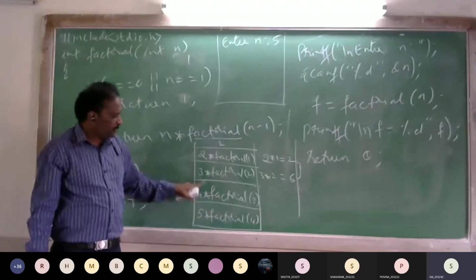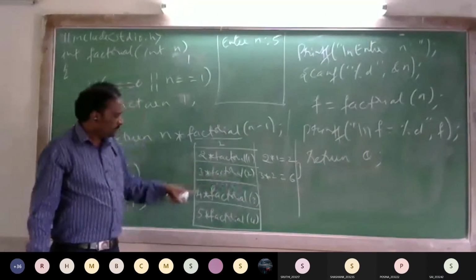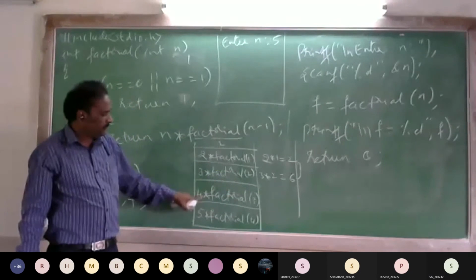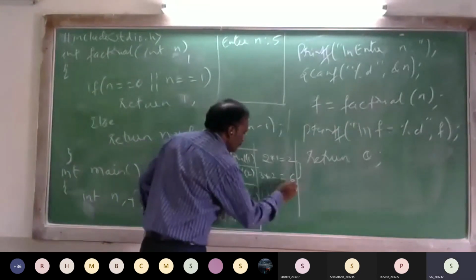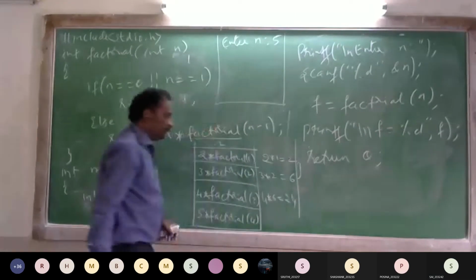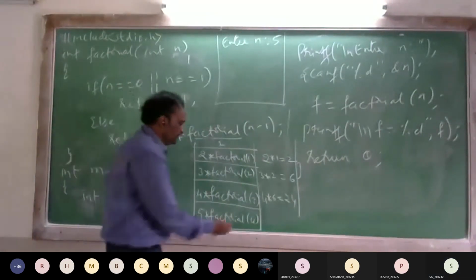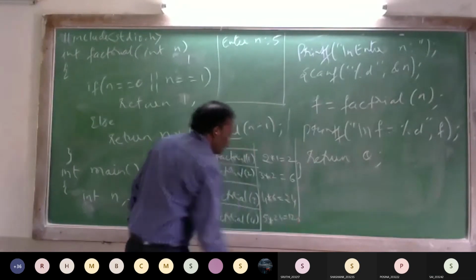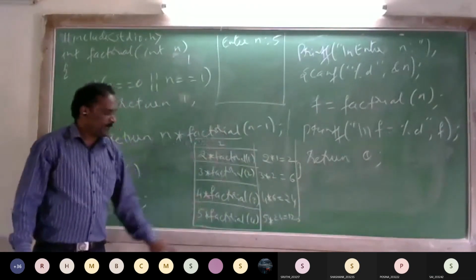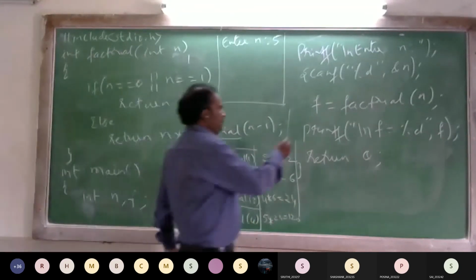Now, how have we got this one? Factorial of 3, 3 into factorial of 2. Now, to calculate factorial of 4, use this value here. 4 into 6. What is 4 into 6? 24. Now, next calculate factorial of 5. 5 into factorial of 4. 5 into 24. What is 5 into 24? 120. So, we have calculated all the values. The final value 120 is written here.